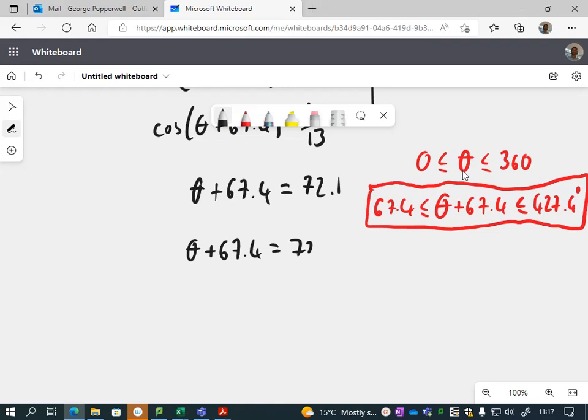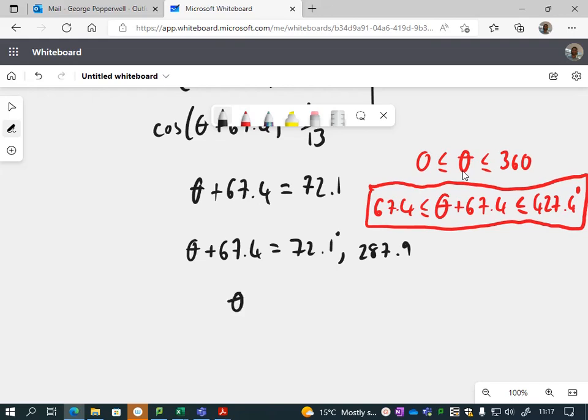So 72.1 is a solution. Another solution is going to be 360 minus that. You can get these from drawing the cosine graph, to make sure you're finding the correct ones. It is going to be 287.9. The next one after that would be 360 plus 72.1, which is actually going to be outside of 427, so I'm not going to use that one. So there are my two solutions for theta plus 67.4.